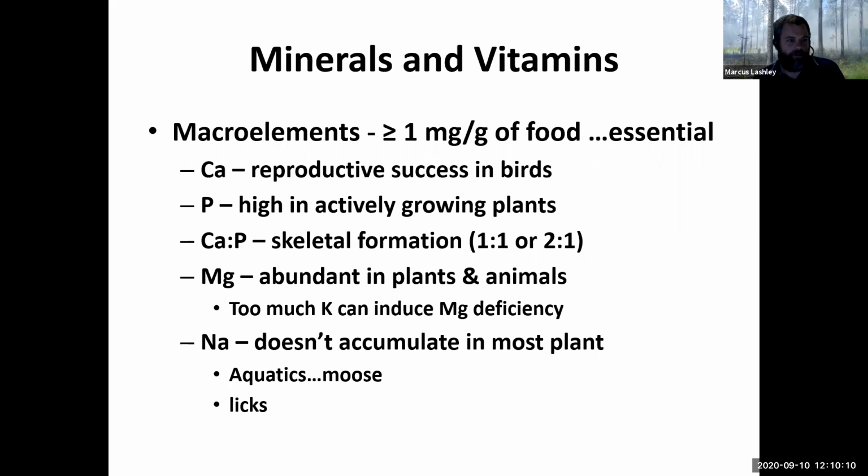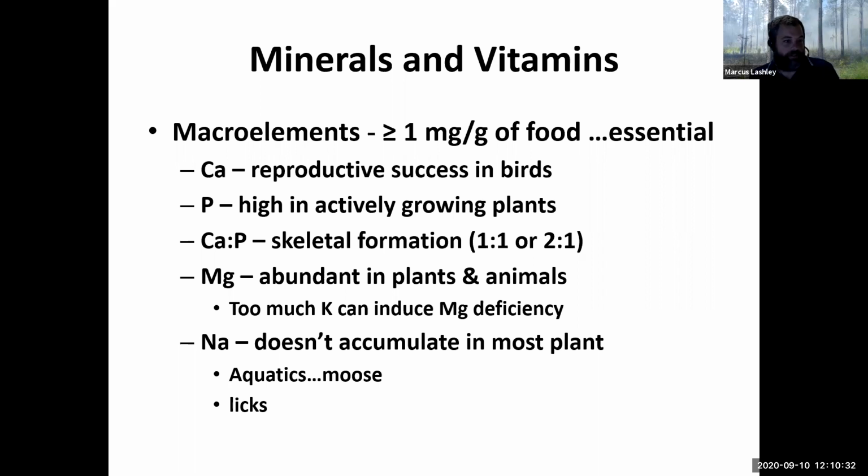There are macro elements, which are greater than 1 milligram per gram. There are also micro elements, which are less than a milligram per gram. You can see all these nutrients are used. The stoichiometry, in other words, the ratio of those nutrients, could be important. Generally, the calcium to phosphorus ratio is pretty important.